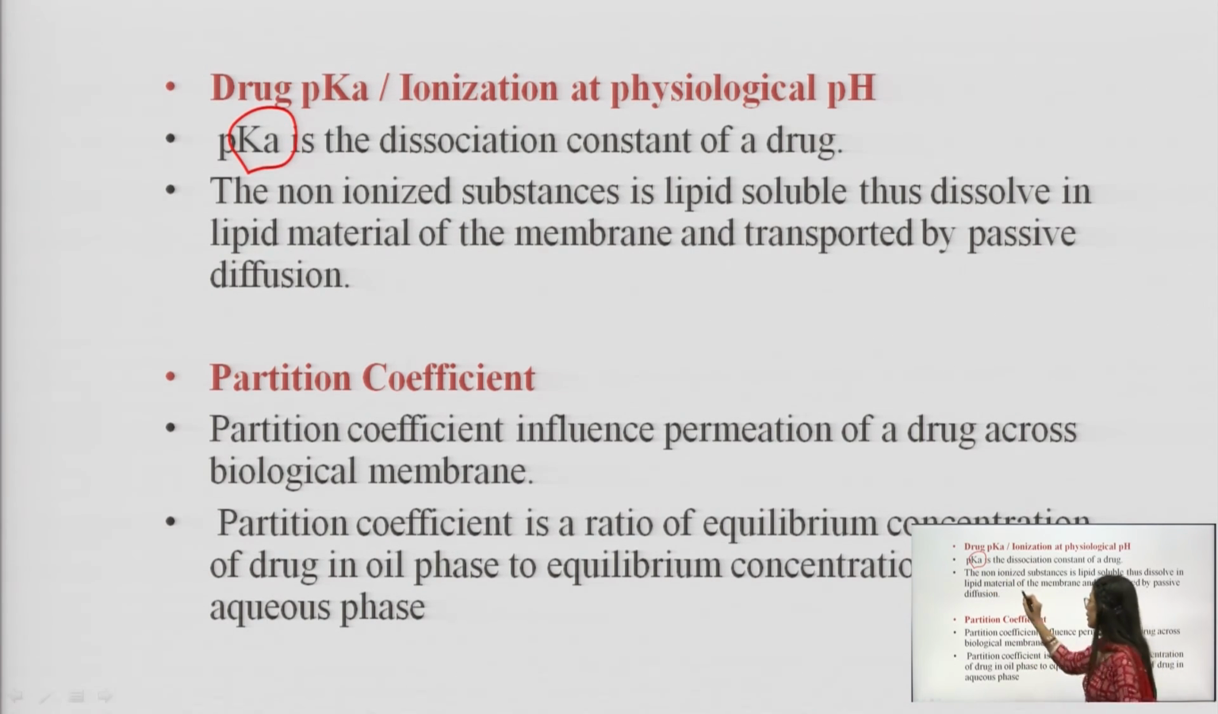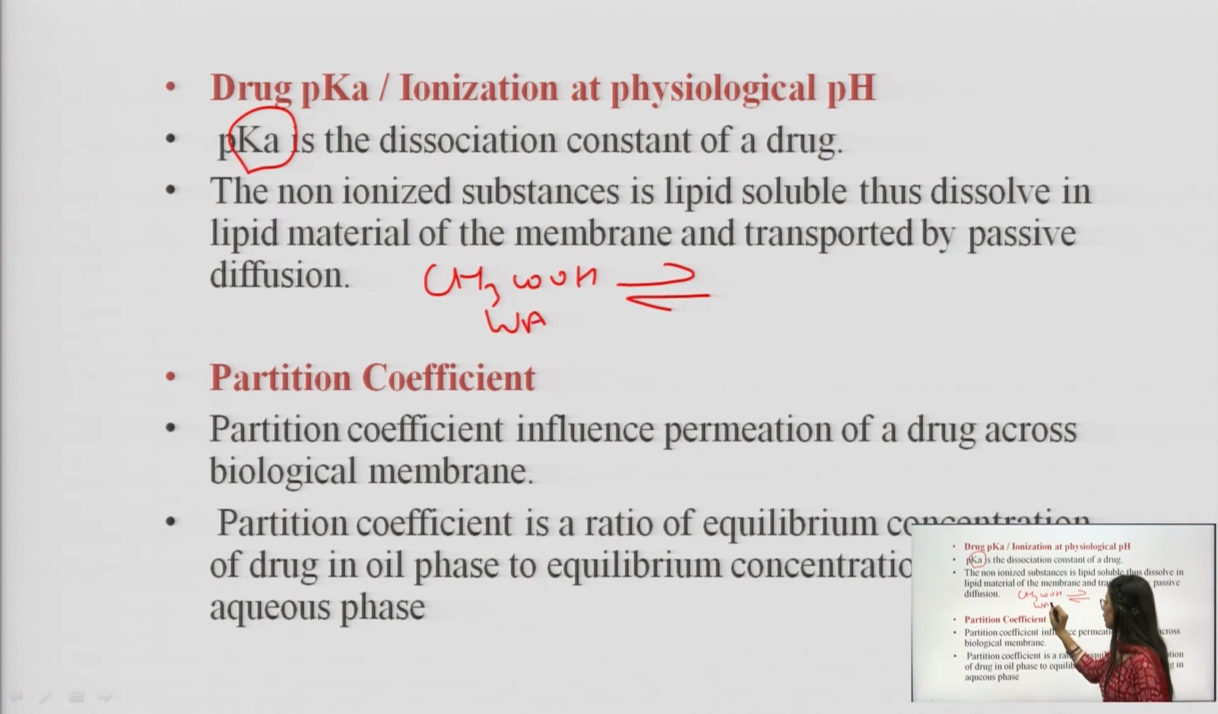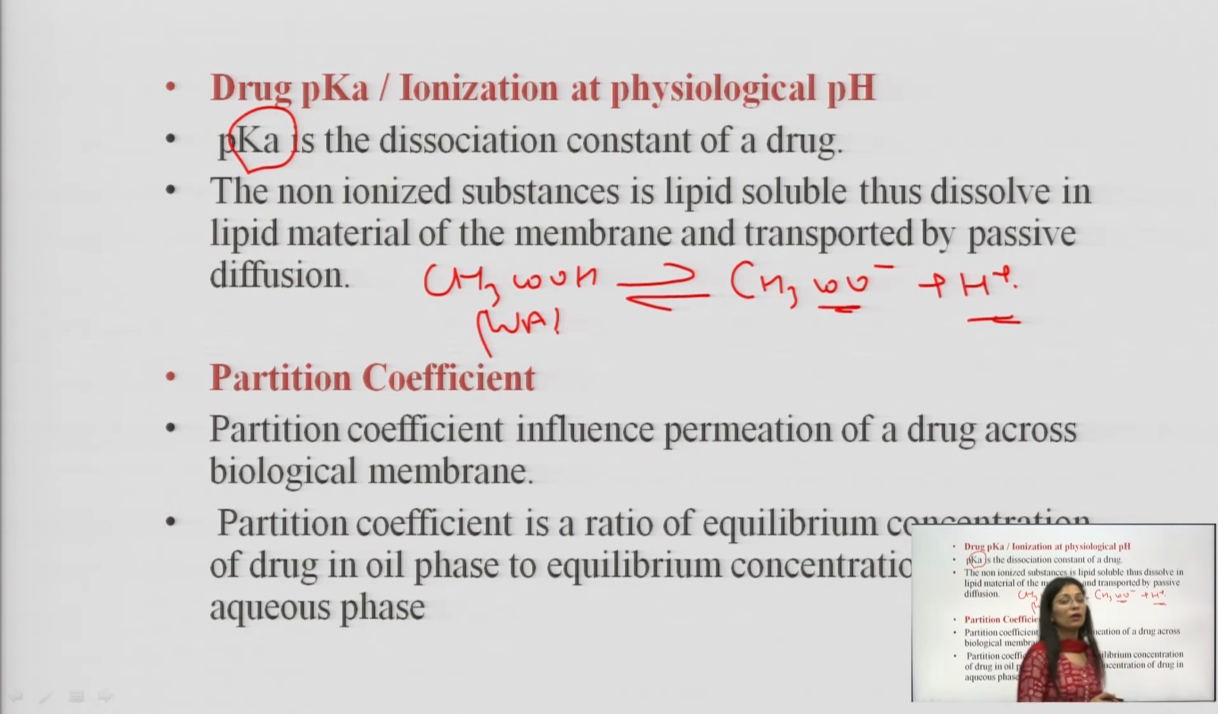A drug, for example, you can learn it by this. There is a reaction. This is a weak acid, acetic acid. It is dissociated into CH3COO negative and H positive. So this can be dissociated very easily. This is a weak acid. So what are we going to learn? What is the dissociation constant? A drug, when it is being dissociated, can be dissociated into two forms, ionized and unionized forms.